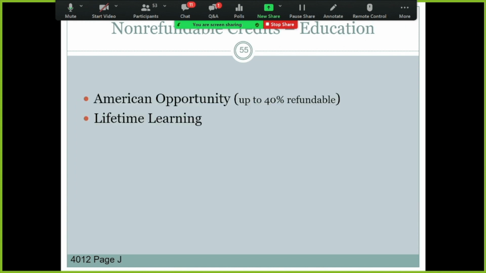Now we're going to move into the education credits. And there are basically two education credits that are considered non-refundable credits. However, one of the credits, which is the American Opportunity Credit, up to 40% of it could be refundable. But the Lifetime Learning Credit, none of it is refundable.